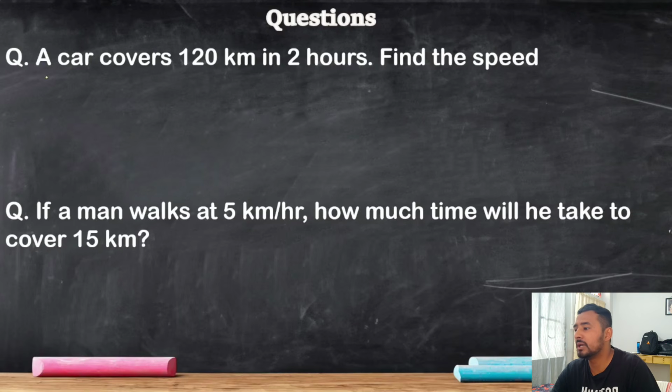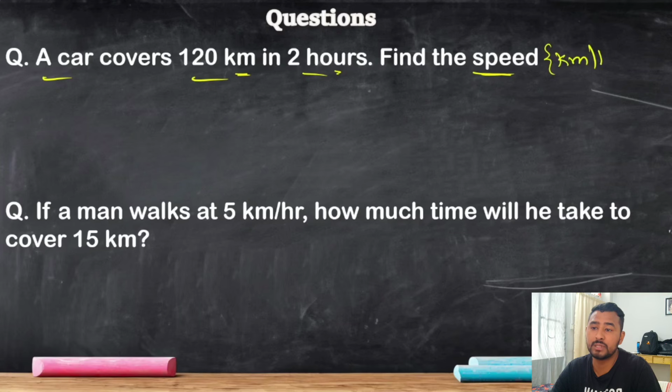So let's see. Number 1, a car covers 120 km in 2 hours. Find the speed. So like I said, what is the formula of speed? First thing you should know is whether the units are the same. See, this kilometer, this hour. We know speed comes in what? The unit of speed is kilometer per hour, right? So this will be kilometer per hour. No need to convert any unit.